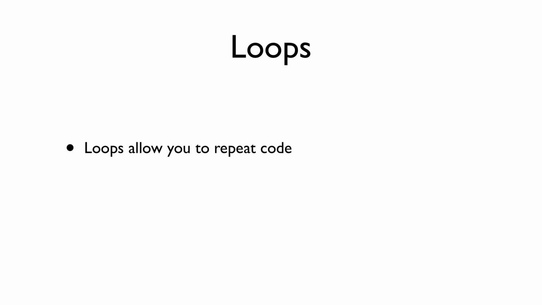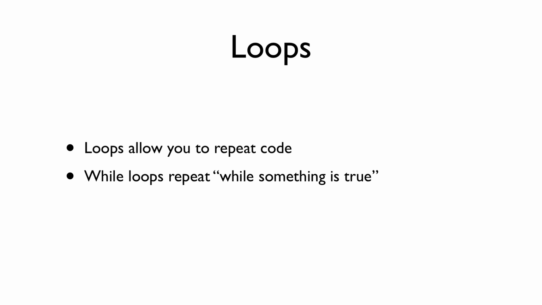So a while loop on a basic level allows you to do something while something is true. So in other words, as long as something is true, keep doing what you want to do. Let's take this into an example and hopefully it'll make a lot more sense.